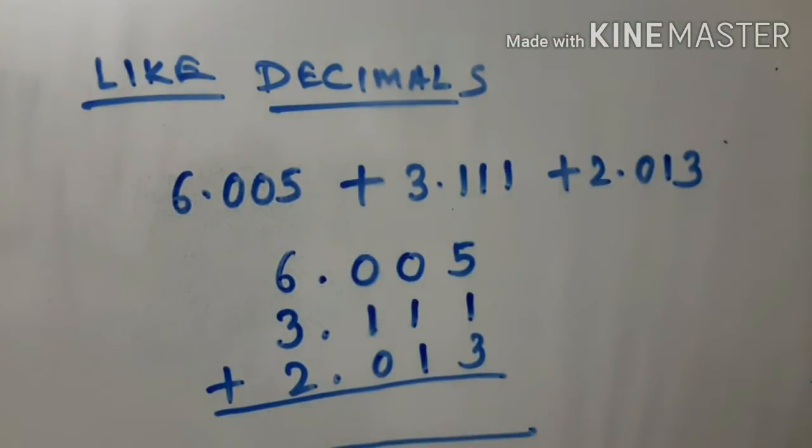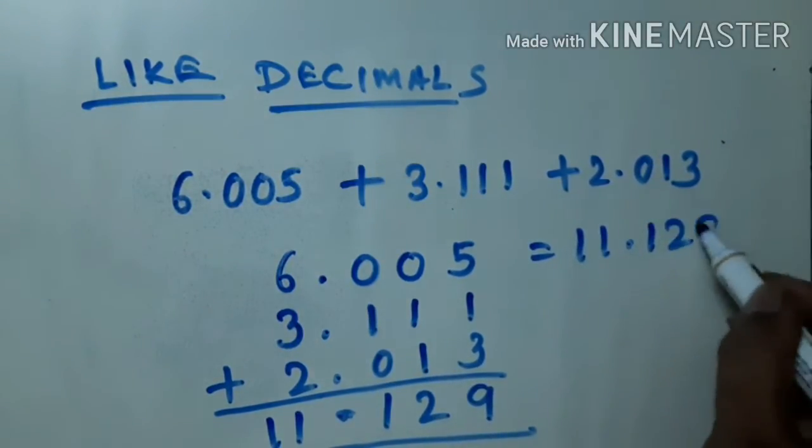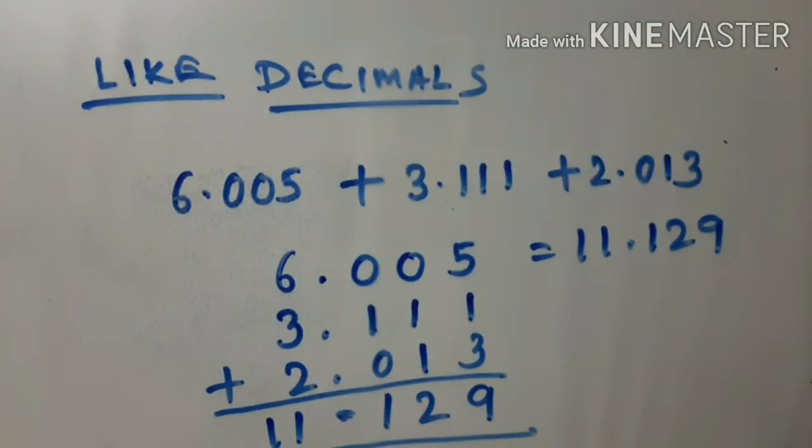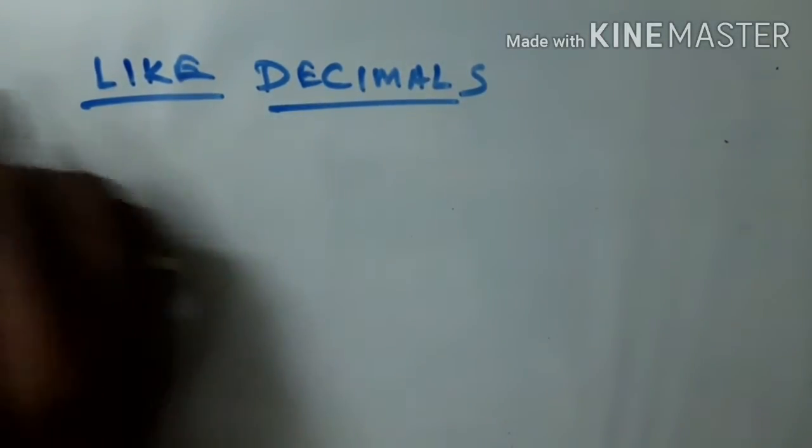So we'll add it according to the place values only. So we'll start from the last one. So 5 plus 1 plus 3. So we'll just add it. We'll get 9, then 2, then 1, and here we get 11. So the answer becomes 11.129. So here you have to add according to place values only, as we are doing for whole numbers.